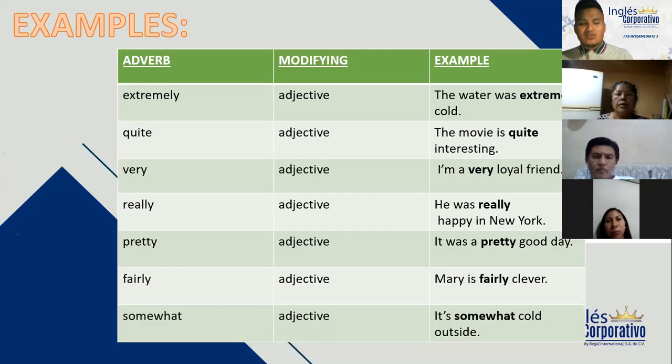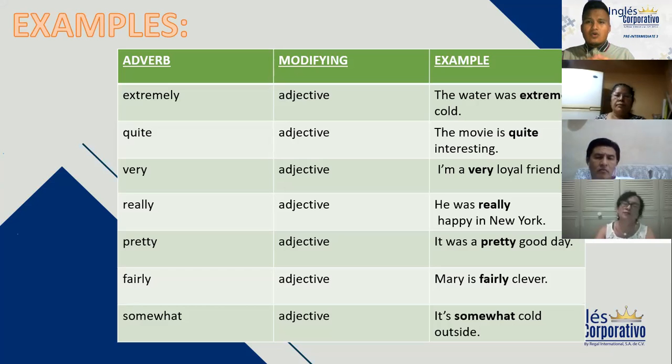With the adverb quite, we have the example, the movie is quite interesting. Yesterday, I remember that I asked some of you if you knew the meaning of the word quite. Can someone help me with that? Bastante. Bastante, muy, completamente, mucho, o aceptablemente. In this case, the example says the movie is quite interesting, that will be something like la película está completamente o aceptablemente interesante o muy interesante. And as you can see, the adverb quite is modifying the adjective interesting.